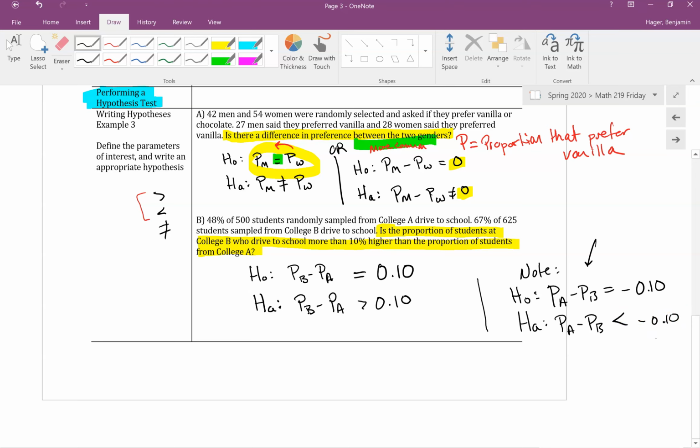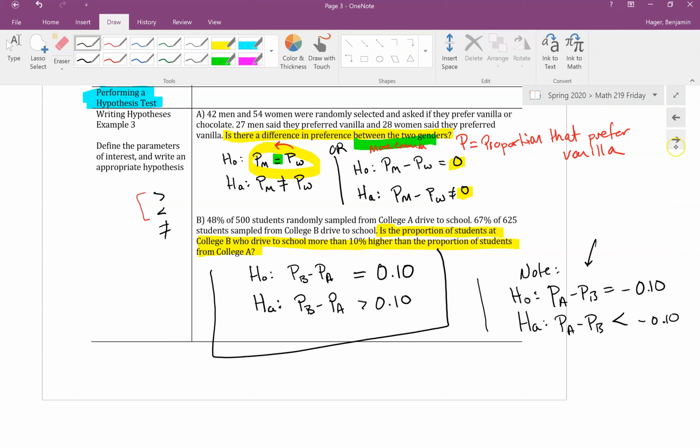Both of these tests would absolutely work. I think this one's a little more intuitive, put the big one first. But both of these tests would give us the same result at the end of the day. We would either correctly reject the null or not reject the null. So you just got to be careful and keep an eye on who's bigger than who. All right, so really pay attention to those values.